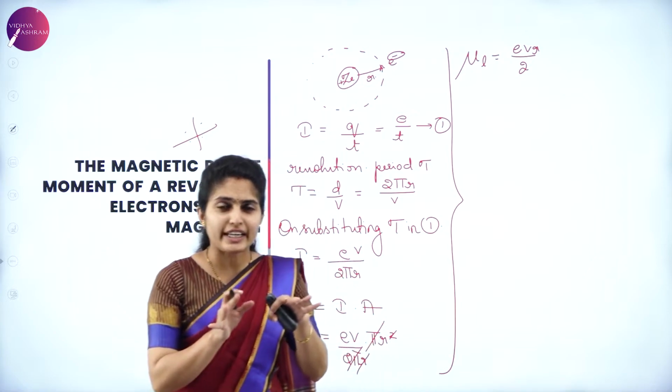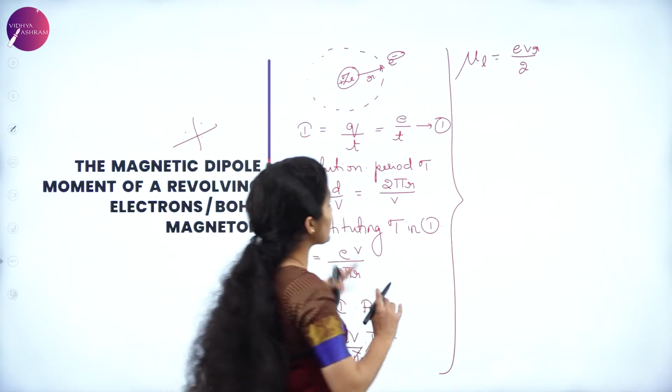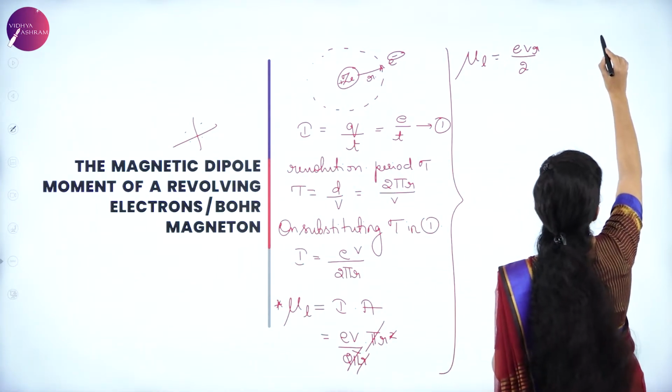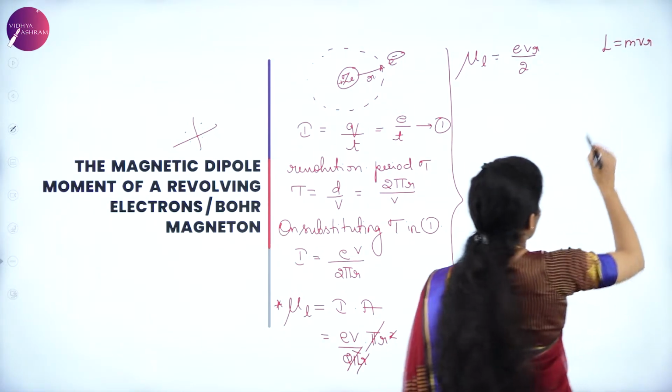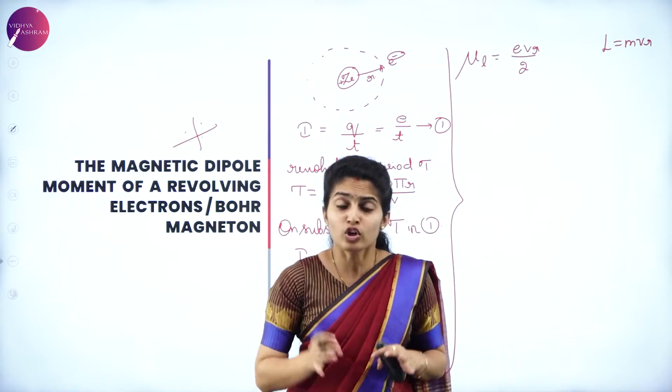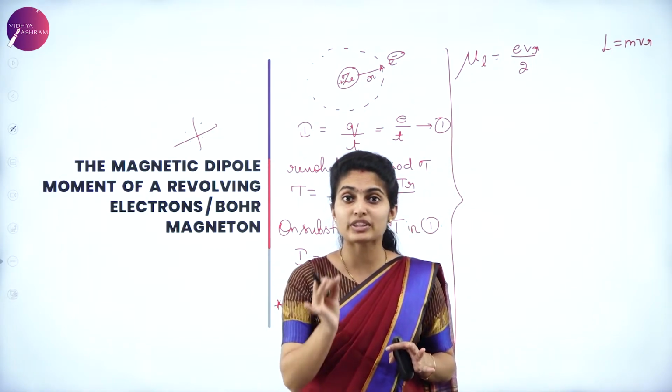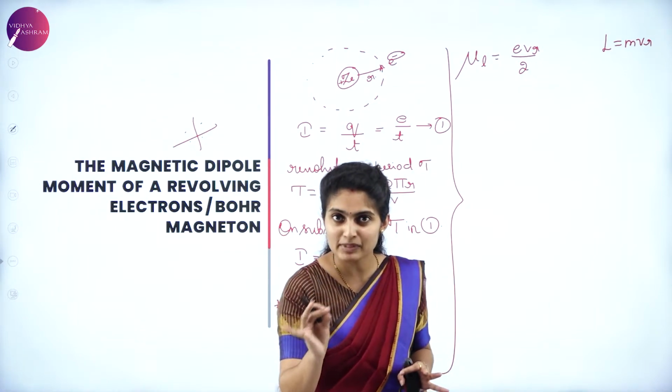So we can correlate this with the angular momentum. So what is meant by angular momentum? We know that L is equal to mvr. We have vr, we don't have m. So what do we do? We just multiply and divide with the mass of the electron, that is m subscript e.